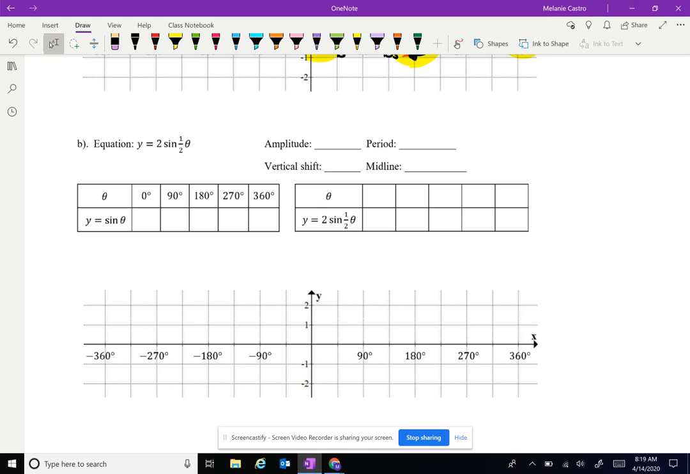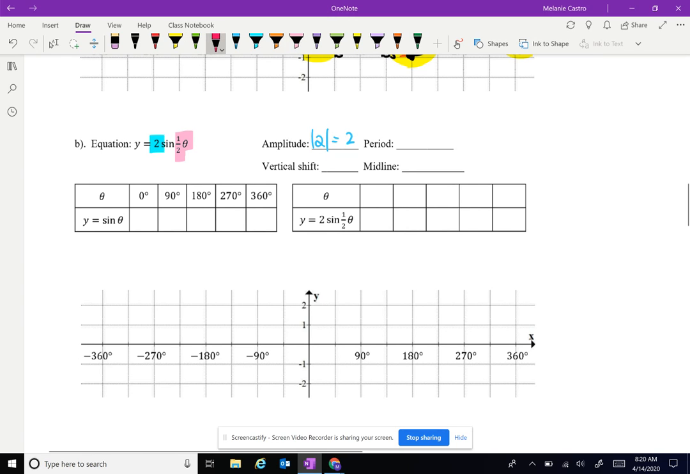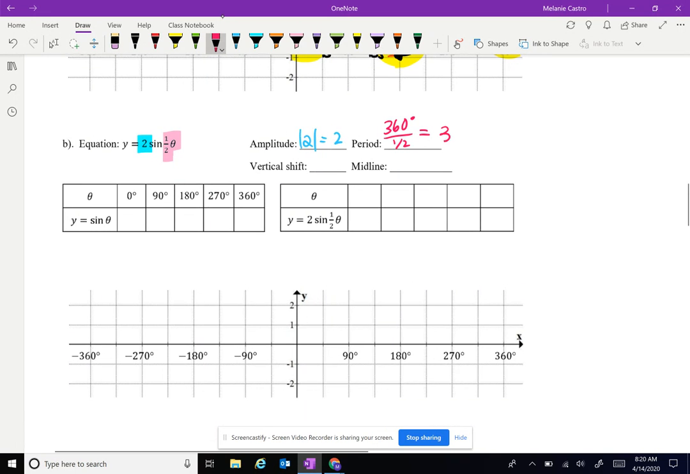So we're going to start off by saying, what is the amplitude? The amplitude should be the absolute value of the number in front of our function. So the absolute value of 2 is just 2. The period should be 360 divided by the number in front of theta. So if we take 360 and divide that by 1/2, we would end up with 360 times 2, which would be 720 degrees.